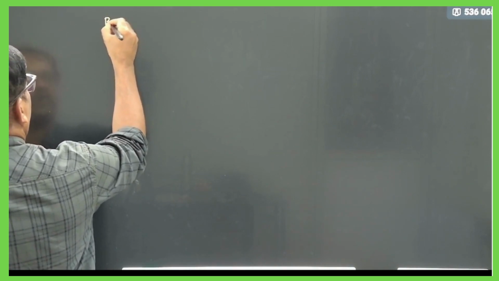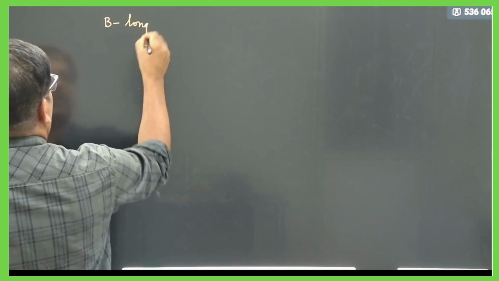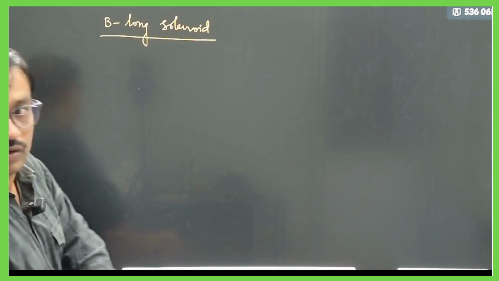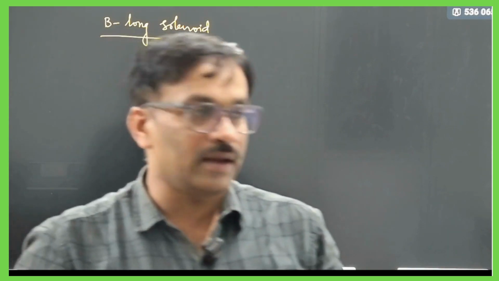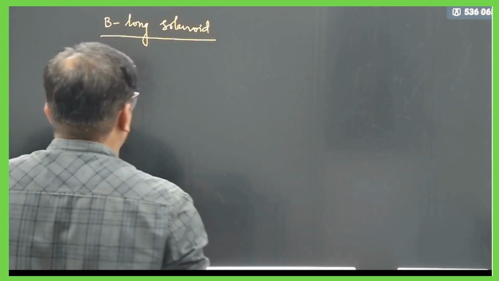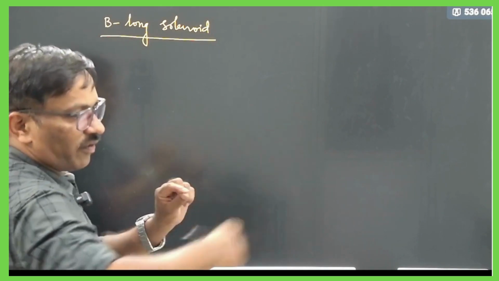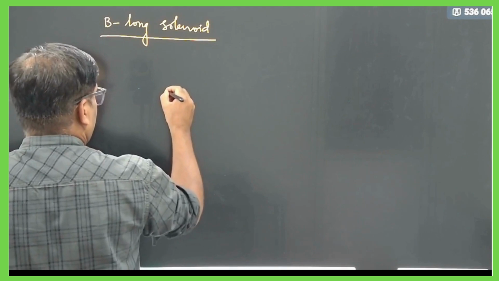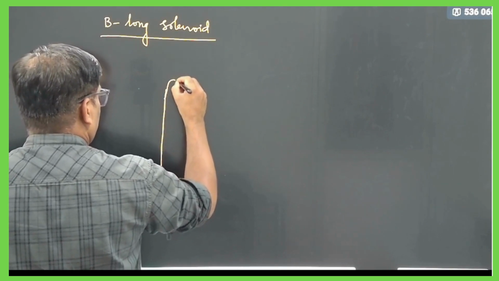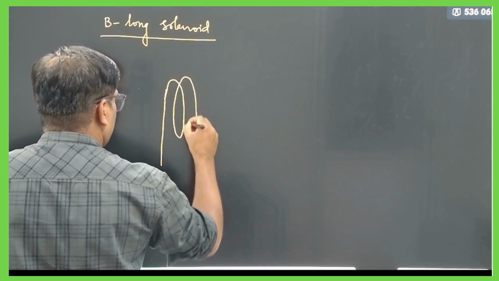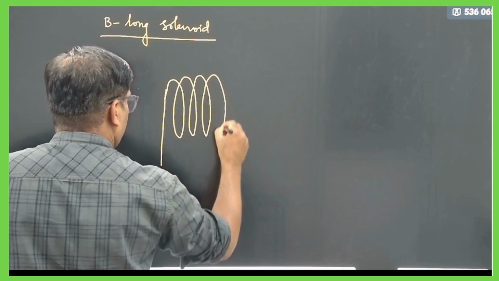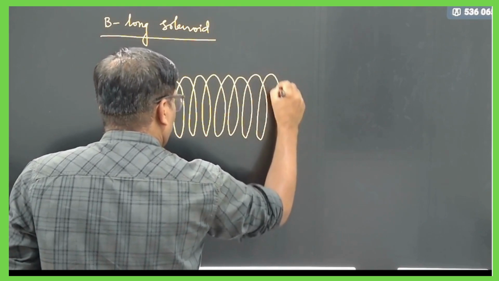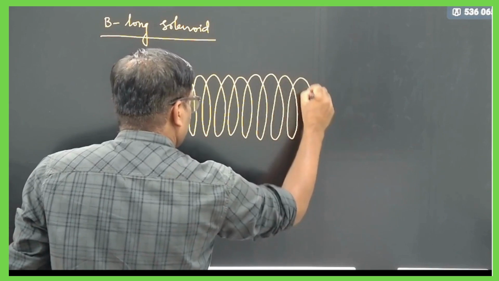Magnetic field due to a long solenoid. Magnetic field due to a current carrying solenoid, right? Here also a lot of things are there. What is a solenoid first of all? A wire is wound in the form of a spiral for a longer length. So this is one wire, and it is wound like this. This long wire is wound in the form of a spiral. This is nothing but a solenoid.